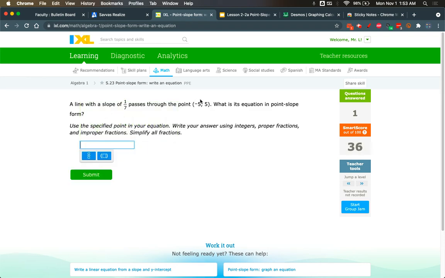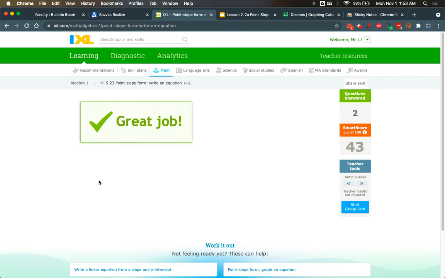Okay. Remember now with negatives, you have to be a little careful. So y minus 5 equals 1/7. I'm going to use a fraction. x minus negative 5. I don't write minus negative 5. I just do x plus 5 because what I'm subtracting is negative 5. So subtracting negative 5 is the same as adding 5.